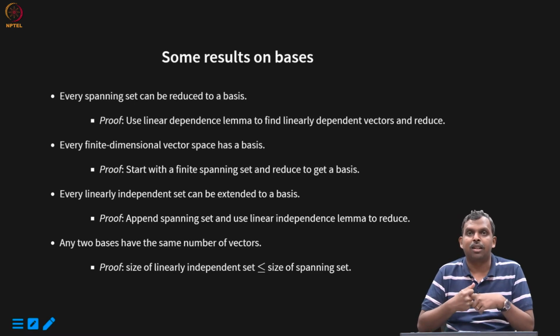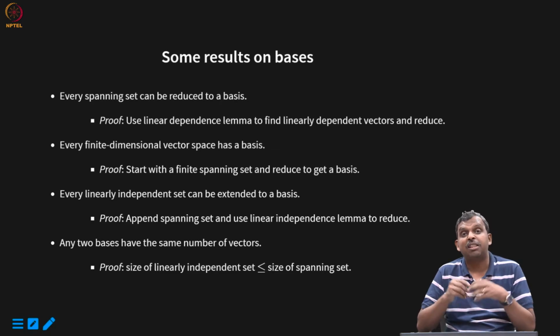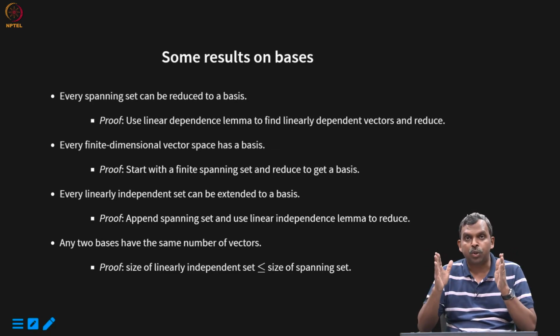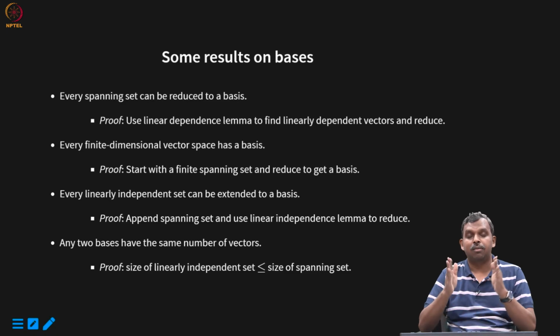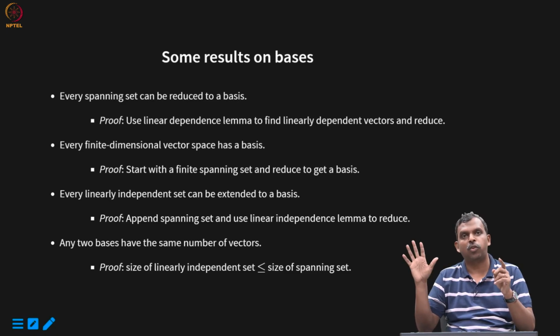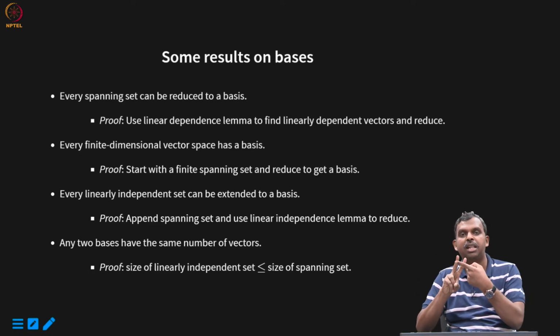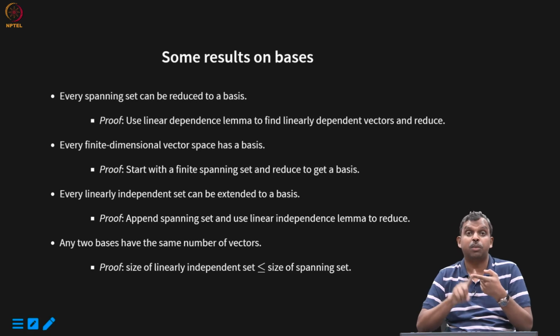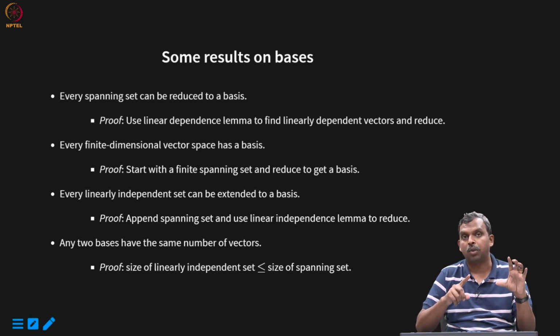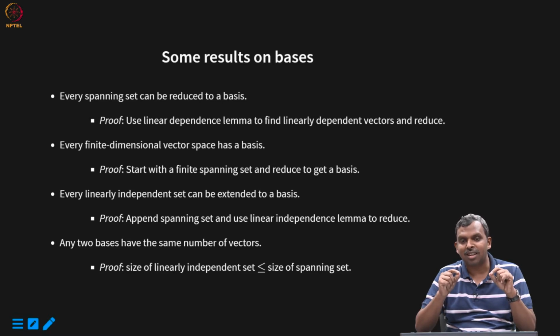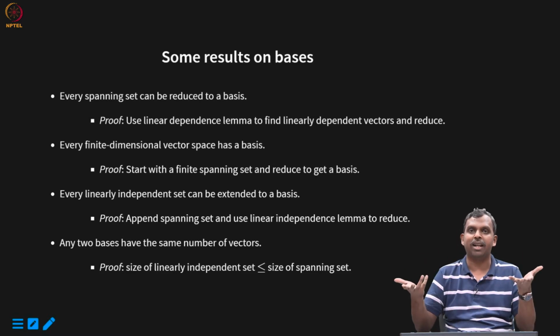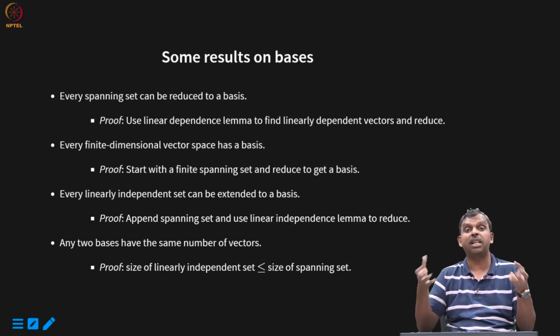The first result for basis is every spanning set can be reduced to a basis. So now remember, if I give you a spanning set, already one of the requirements for basis is fulfilled, right? For basis there are two requirements. It has to be a spanning set, it has to be linearly independent. Once I give you a spanning set, one requirement has a tick mark, right? So it's already a spanning set. Now the only thing I have to make sure is that it could be linearly dependent. The vectors in the spanning set could be linearly dependent.